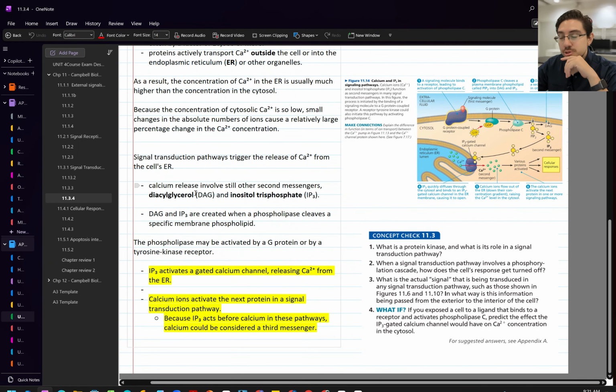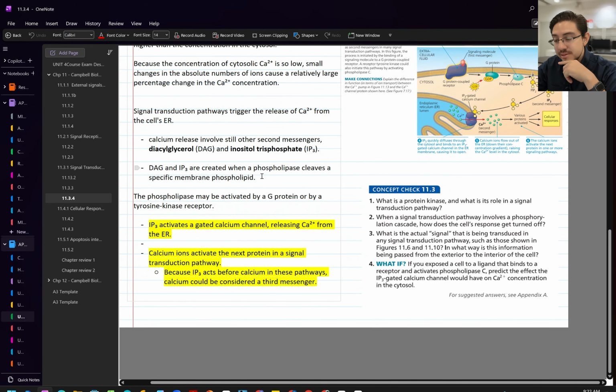Now, how does this actually happen? Calcium release involves some other messengers, diacylglycerol and inositol triphosphate. So these two messengers activate calcium release. These two are created by what is called phospholipase, which comes in and cleaves some phospholipid molecule on the membrane. So I'm going to show you the visual really quick. Just going to go over the notes.